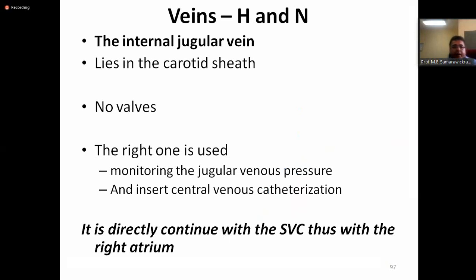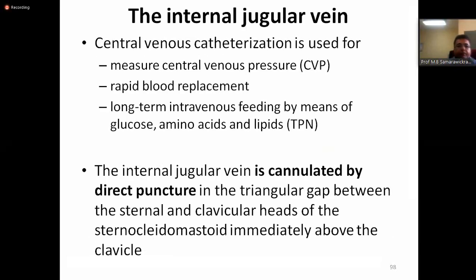Right. Head and neck region: the internal jugular vein, I have mentioned, lies in the carotid sheath and has no valves. The right one is used for monitoring the jugular venous pressure and inserting a central venous catheter because it directly continues with the superior vena cava, thus with the right atrium.